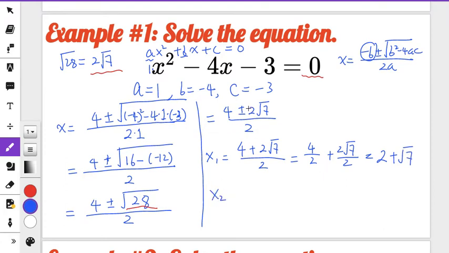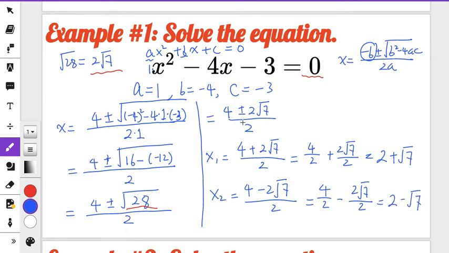Next one, as I mentioned, plus or minus gives us another option, which is 4 minus 2 radical 7 divided by 2. I will do exactly the same process here. So 4 over 2 minus 2 radical 7 over 2 will give us 2 minus square root 7. One thing I want to remind you, some students when they come to here, they just do 4 plus, then 2 over 2, so plus radical 7. This is going to be wrong because remember, the whole top part is divided by 2, so every single term on the top part will be divided by 2.